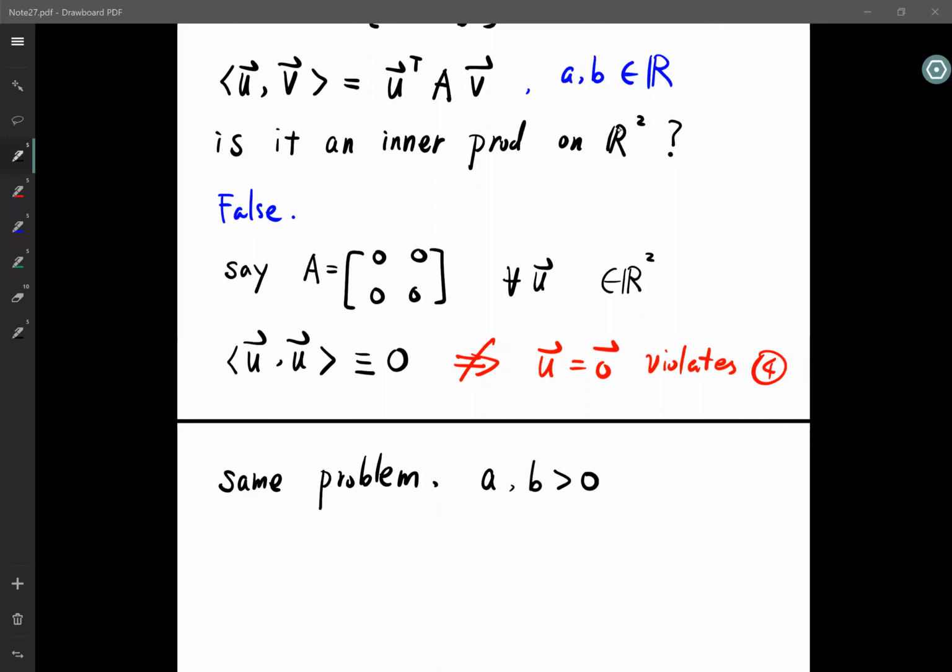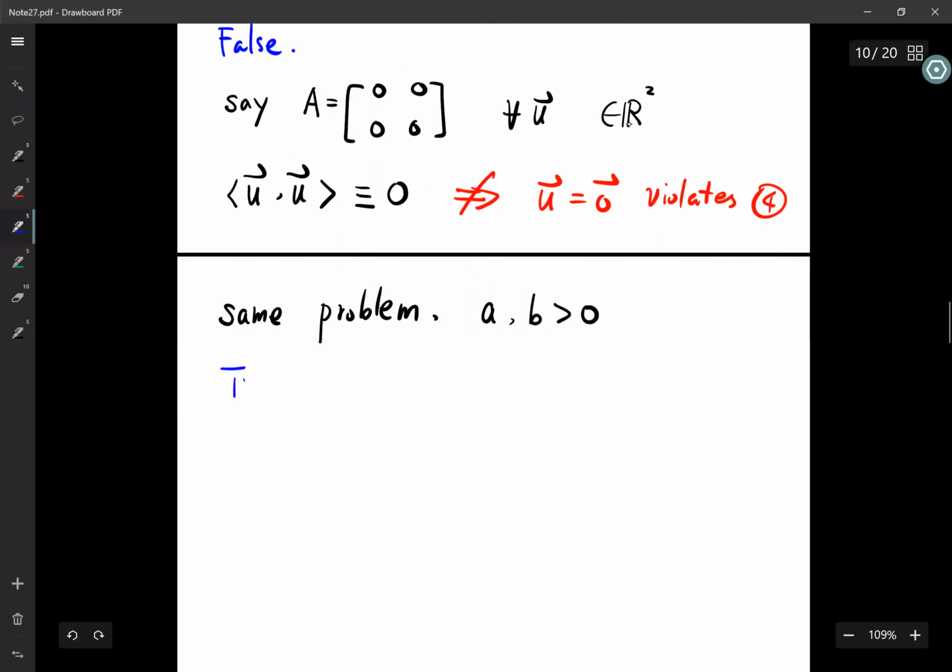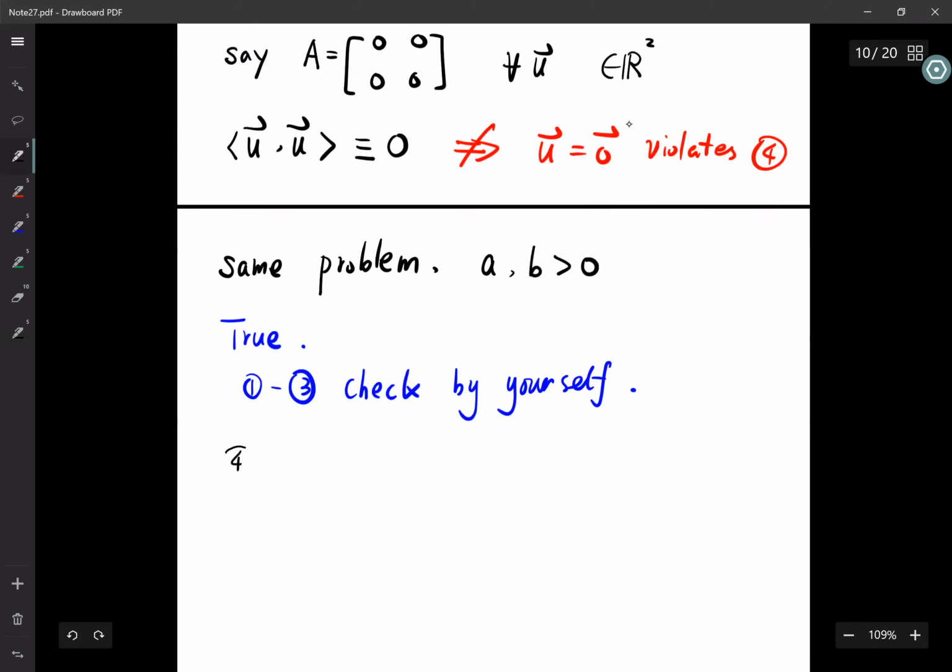Okay, so this time it's overwhelmingly the favorite result that it is true. The answer is indeed, this time it is true. How do you show this is true? 1 to 3, check by yourself. All I need to do is to show 4.